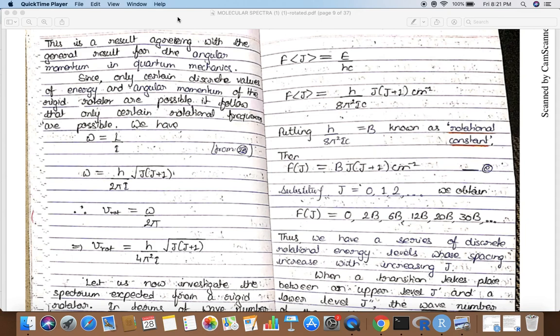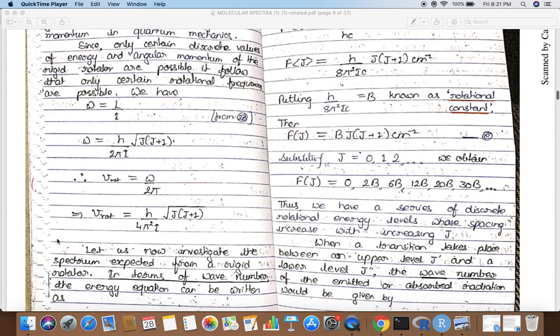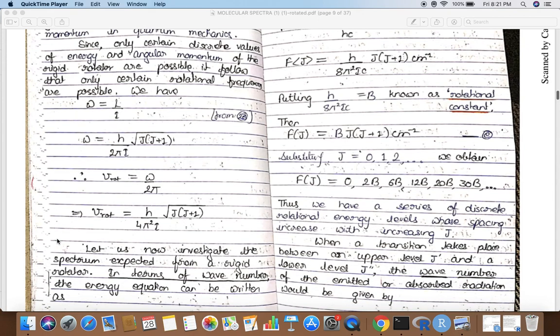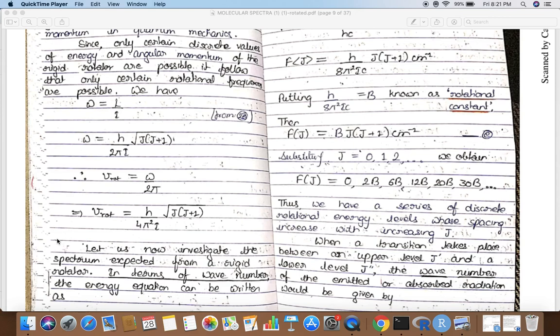We have already computed the rotational frequency. ν_rotational is equal to h divided by 4π²I times J(J+1), where J is the rotational quantum number and I is the moment of inertia for a rigid rotator. We have assumed a rigid rotator, and this result we have achieved by utilizing our quantum mechanical description of the rigid rotator, for diatomic molecules.